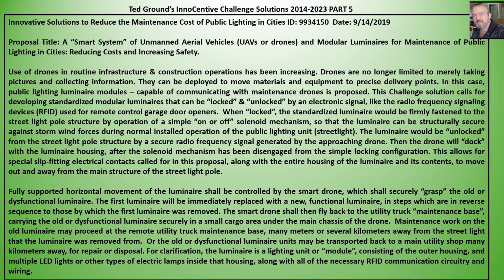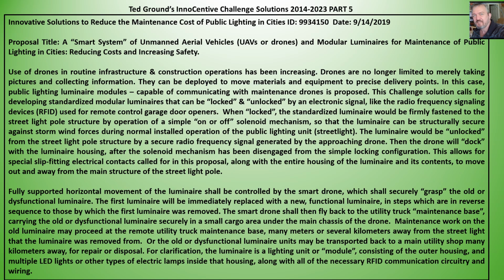And this one was written on September 14th of 2019. The seeker here or sponsor is looking for innovative solutions to reduce the maintenance cost of public lighting in cities. So what I've proposed here is a smart system of unmanned aerial vehicles, also called UAVs or drones, and modular luminaries, that is streetlights, for maintenance of public lighting in cities to reduce the cost and to increase worker safety.